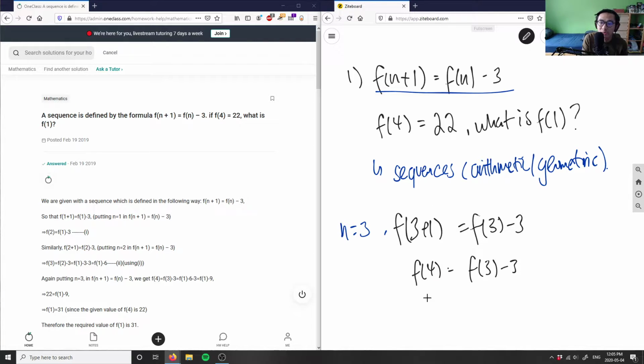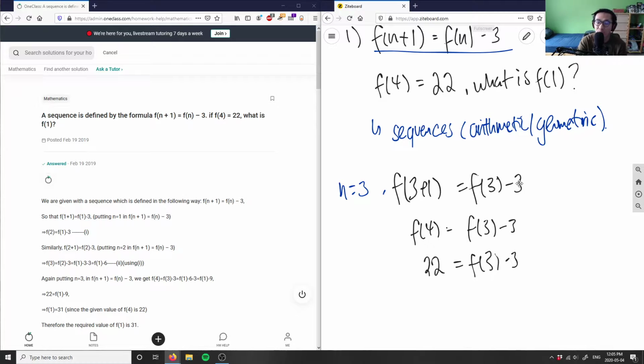We know f of 4 here is 22, as given. So 22 is f of 3 minus 3. We're going to work backwards and figure out what f of 3 is from f of 4. So 22 equals f of 3 minus 3, and we can add 3 to both sides. We get f of 3 equals 25, right? So we have 25 for f of 3, which is good.